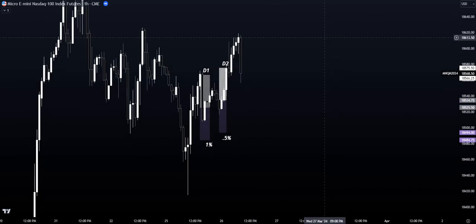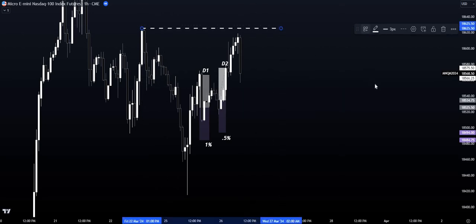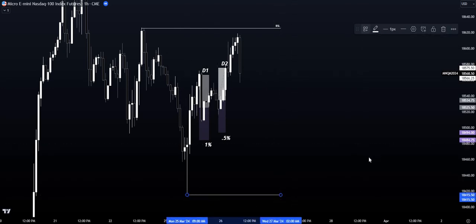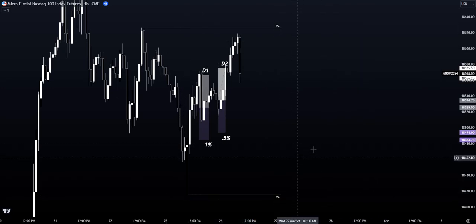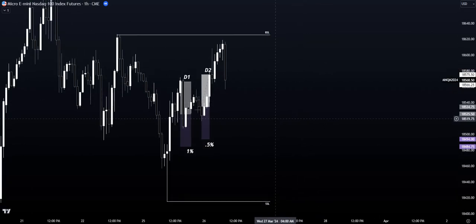So when we look at structure, right, we're going to be looking at our external buy side and external sell side liquidity, also known as our dealing range. What is our dealing range? Alright, this is going to be where buy side and sell side liquidity had been swept, creating a new trading range. We swept buy side here, we swept sell side here. So this would be our buy side liquidity here, and this would be our sell side liquidity here.